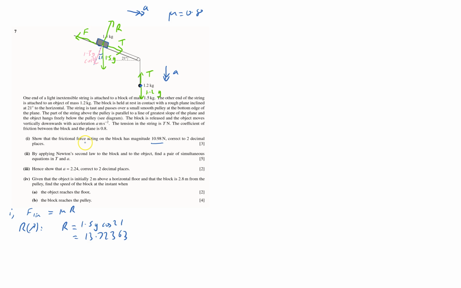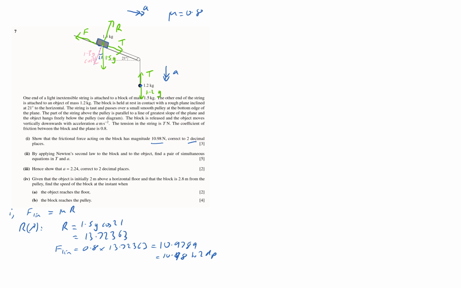I want to find the frictional force. I know it's mu R, so F lim equals 0.8, which is mu, times that 13.723, and that equals 10.9789, so 10.98 to 2 decimal places. Unusual, but that's what it says, 2 decimal places.